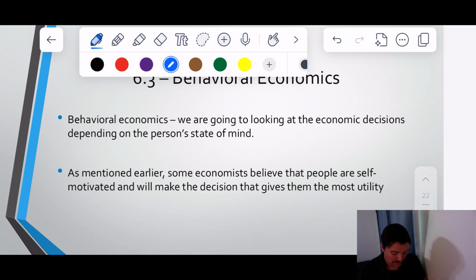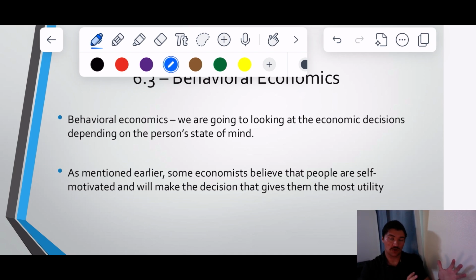And so behavioral economics is about looking at economic decisions depending on the person's state of mind. So there is a difference between the old school way of thinking and this new way of economic thinking, where before we didn't consider a person's state of mind, we really just looked at marginal utility and focused on that. But now we are starting to look at how, given the state of mind, given your environment, that is going to impact your choices. So some economists believe that people are self-motivated and will make the decision that gives them the most utility, right? That's one way of thinking.